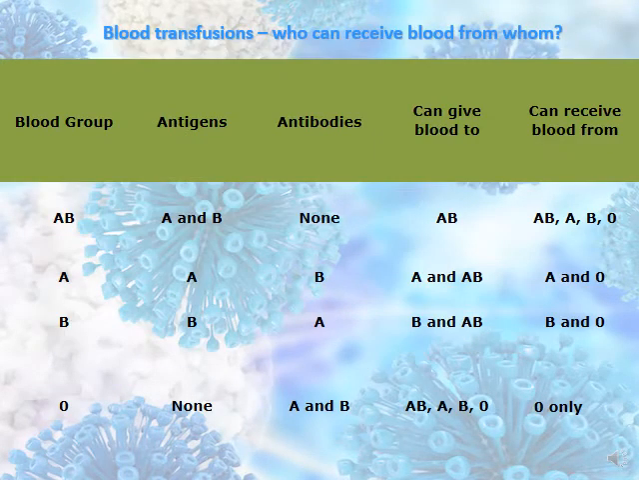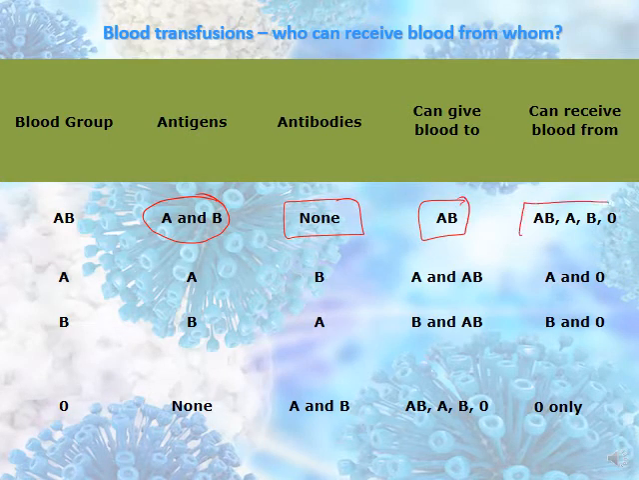So this table shows the different blood groups, with different antigens and antibodies, to whom they can donate and from whom they can receive. Blood group AB has both antigens A and B. It has no antibodies, can give only to AB, but can receive from all the blood groups, AB, A, B and O. So AB is called the universal recipient since it receives blood from the different blood groups.